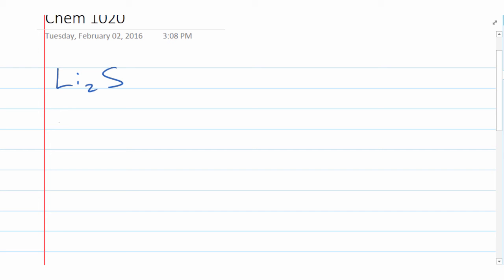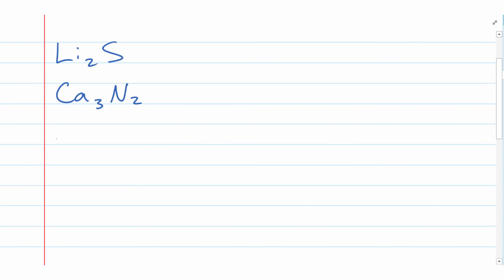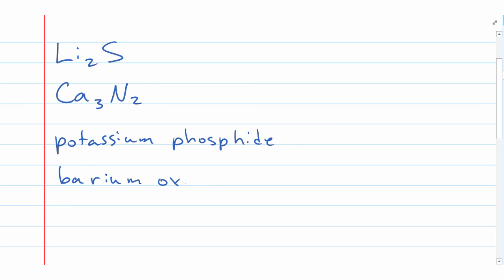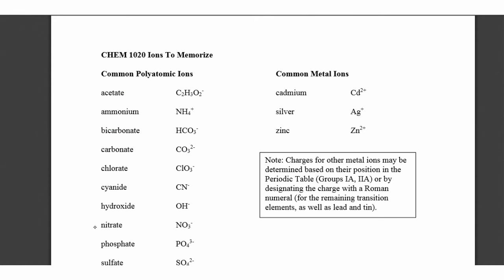So let's try these. And these are going to show up in your Socrative app and give you a chance to talk. If you see a formula, write the name. If you see a name, write the formula. First one is Li2S. Then we have Ca3N2. Then we have potassium phosphide. And then barium oxide. So once again, if you see a name, write the formula. If you see a formula, give the name. Talk, help each other out if you need to.